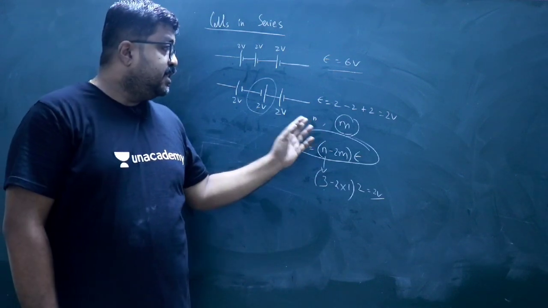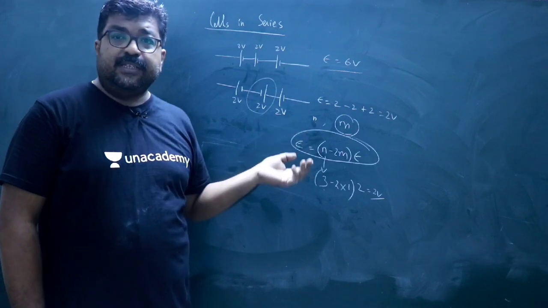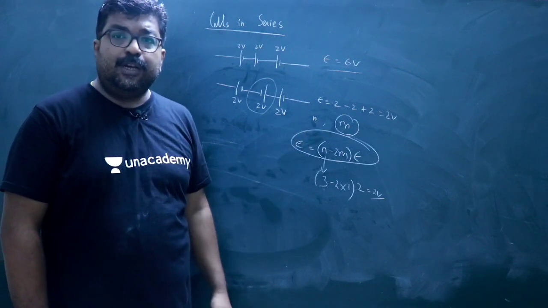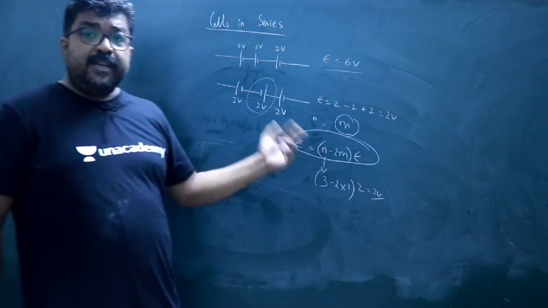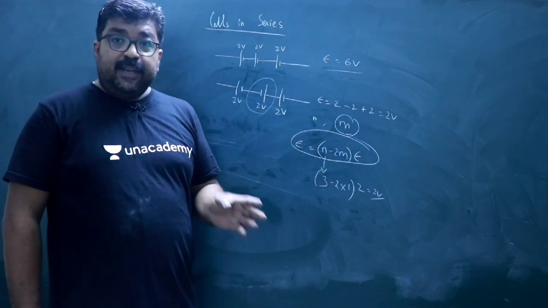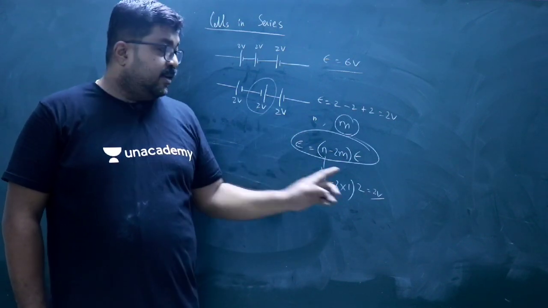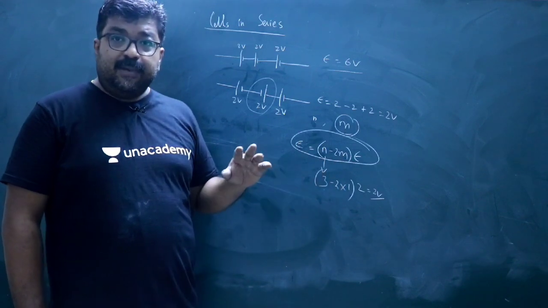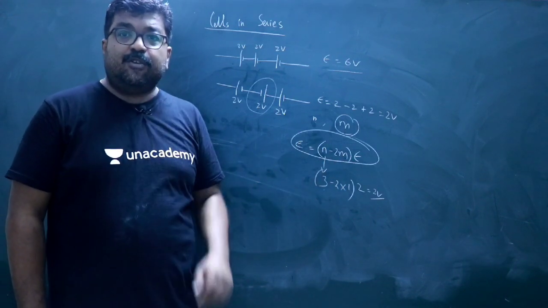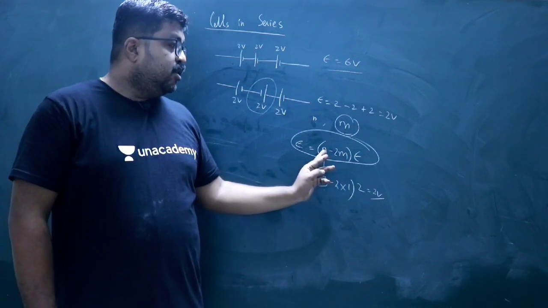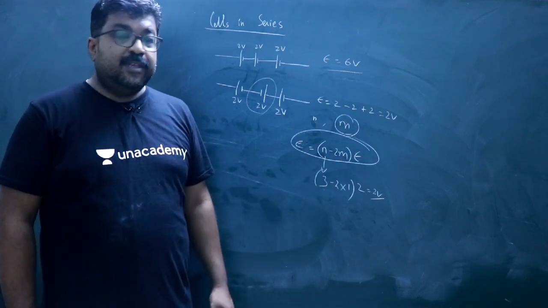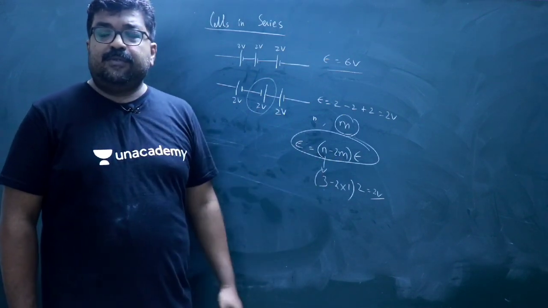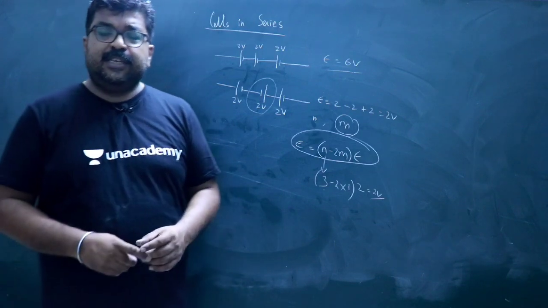N cells in series, and out of n cells, m cells are wrongly connected. Now you may think that, okay, if m is greater than n, what will happen? If m is greater than n, it implies out of m cells, n cells are wrongly connected. So this will become m minus twice n, isn't it? Okay, so I hope these concepts with regard to series combination of cells are clear to you.